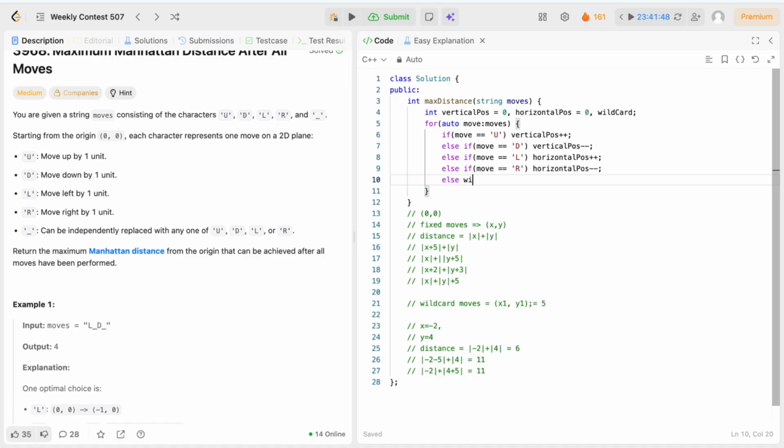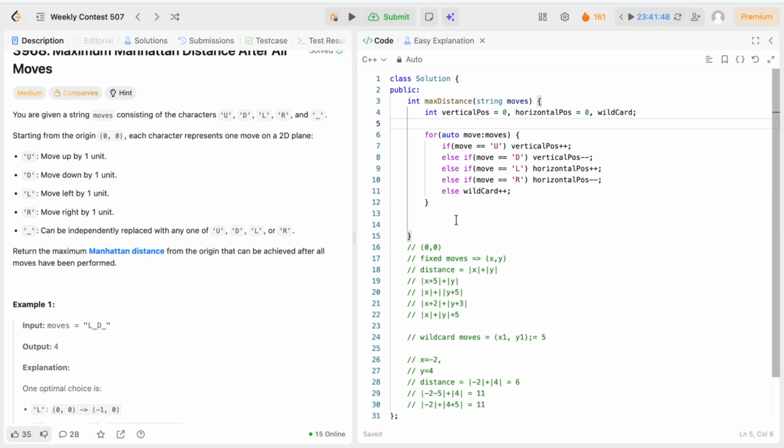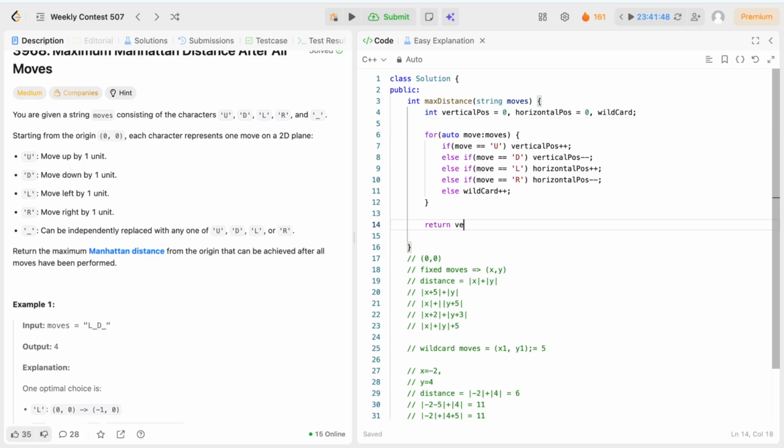As we have underscore, the wildcard will be increased. Okay, so now we have just written the absolute value. So we will return the absolute value of the vertical position plus the absolute value of the horizontal position plus wildcard.